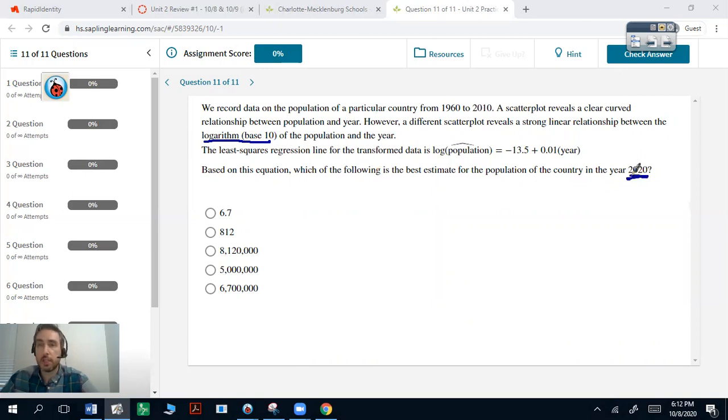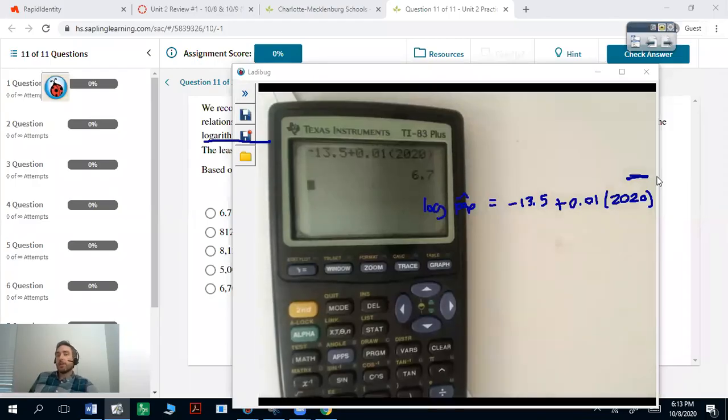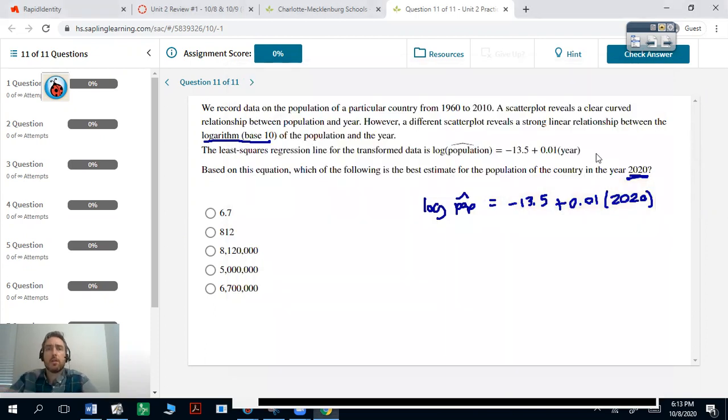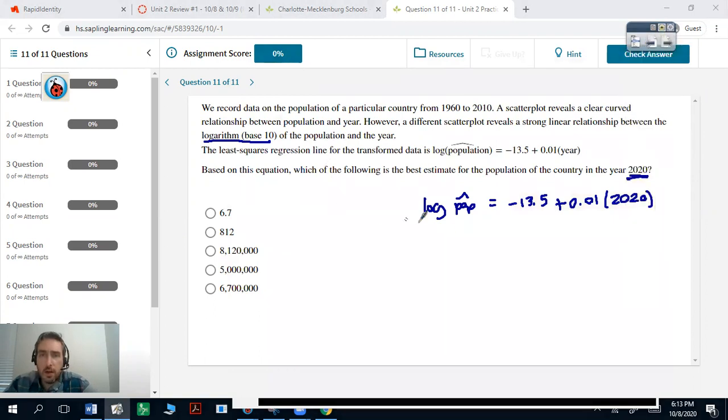Well, let's first plug in 2020. So we'd say log of the population equals negative 13.5 plus 0.01 times 2020. Let's calculate it. All right, so you get 6.7 when you plug that in. Now it doesn't make sense. We're talking big numbers here, right? Best estimate of population of a country, 6.7. That's not right. So remember, this is log. So we say log of population.